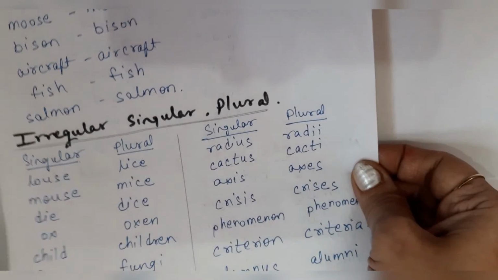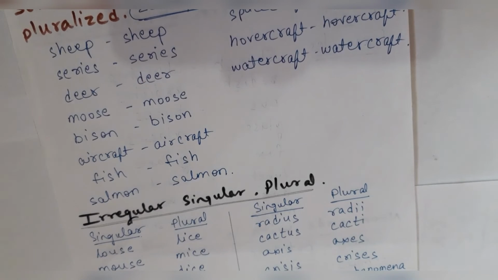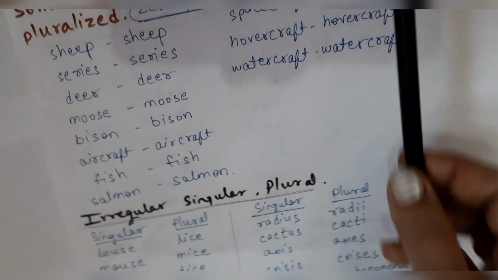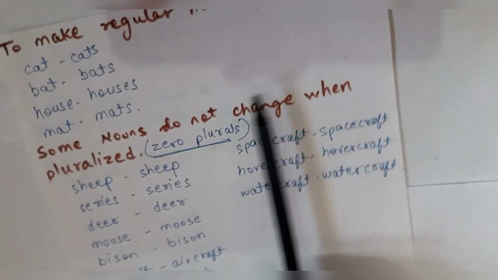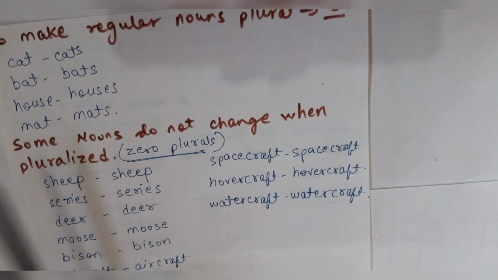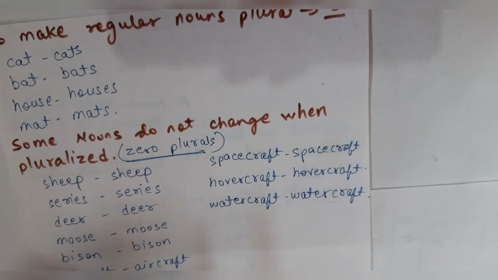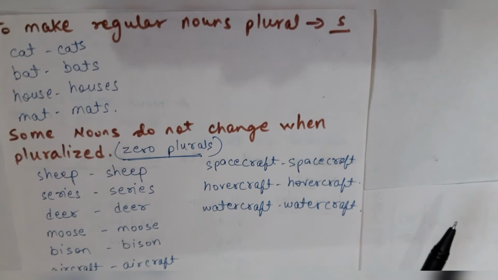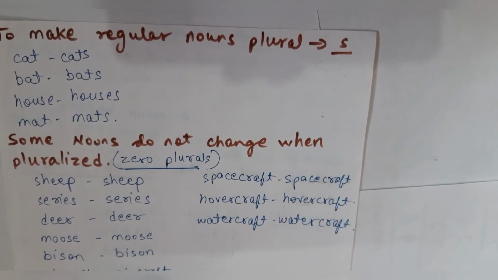Now, what do we do with regular nouns? We just add S to them. Cat, cats. Bat, bats. House, houses. Mat, mats. Table, tables. Like that, pen, pens. We add a simple S to those nouns.